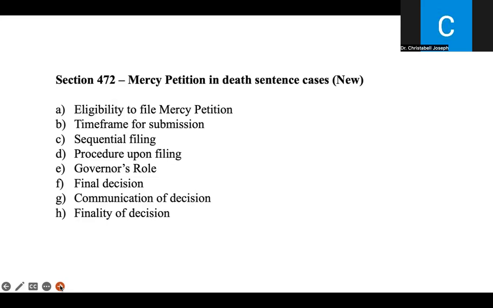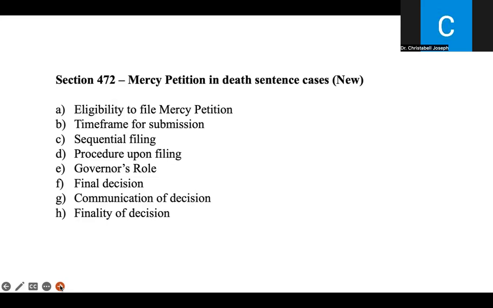The third subsection talks about the sequential filing. Initially, the petition may be made to the Governor of the state, and on the rejection of the petition or disposal by the Governor of the state, the petition can be made to the President of India within a period of 60 days from the date of rejection or disposal by the Governor of the state.